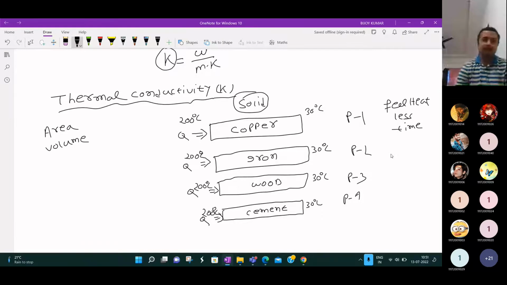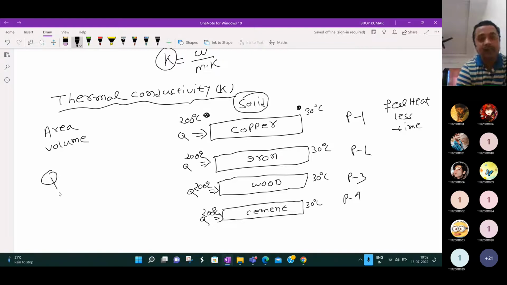Okay, but my question is, these are all solid materials. How will the heat transfer from one point to this point? Through conduction only. Till now it's clear. In solid matter, the heat will transfer from this point to this person through conduction only.